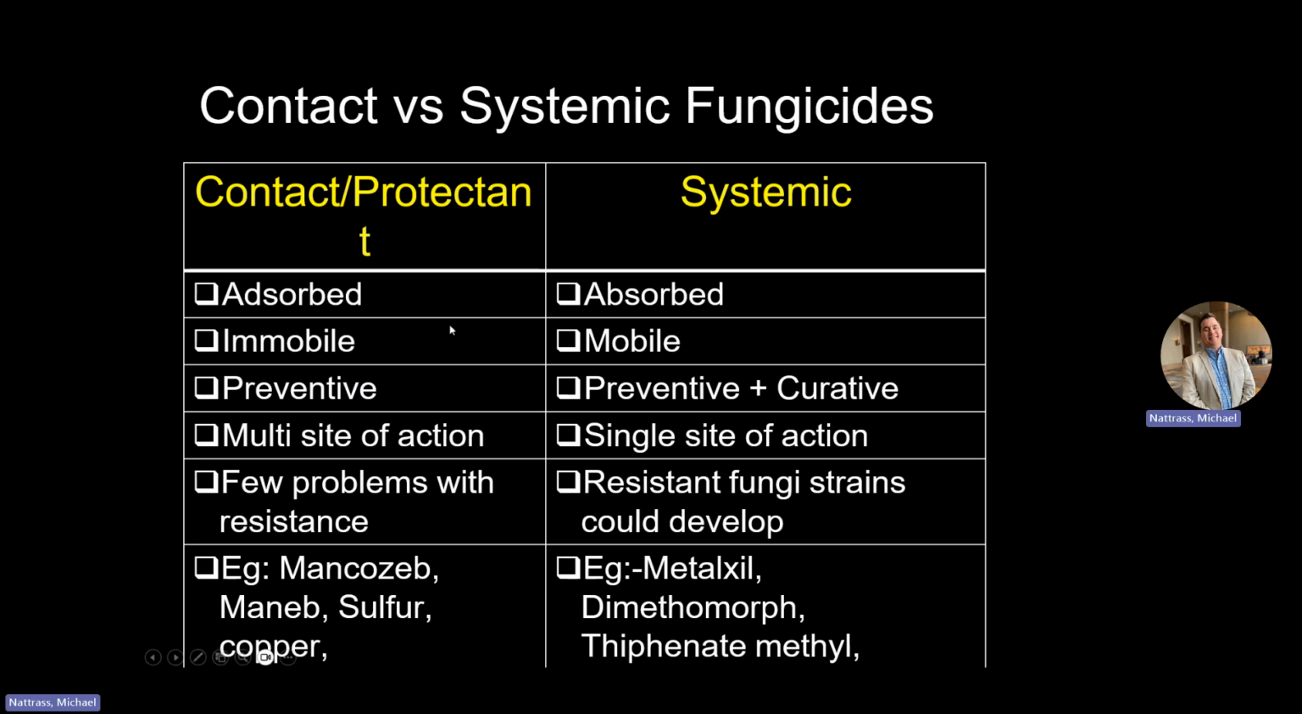All right, so just to look at a little comparison between the two, contact and systemic, both of them need to be absorbed. One is immobile, so that once that contact is on the plant, it only penetrates a certain amount. So it's not going to move throughout the plant. It is really just a protective coating. One of the problems is that we don't have much resistance with this contact fungicide, but we can with our systemic, because those fungi strains are going to adapt and evolve.